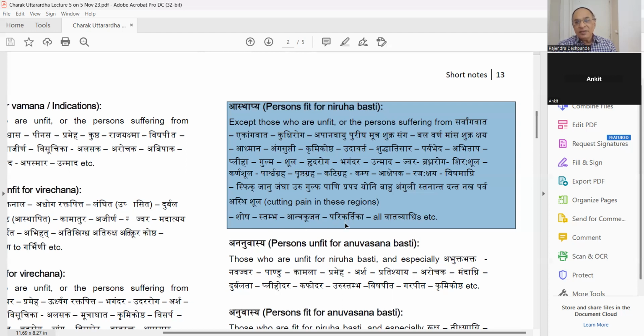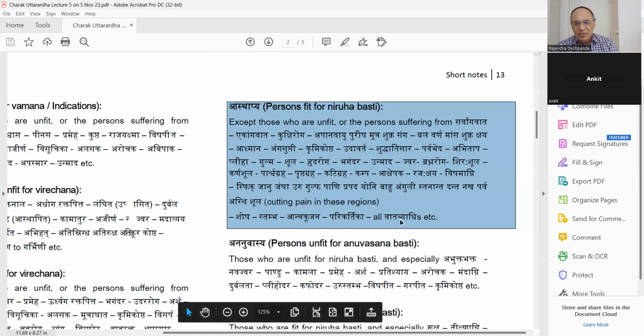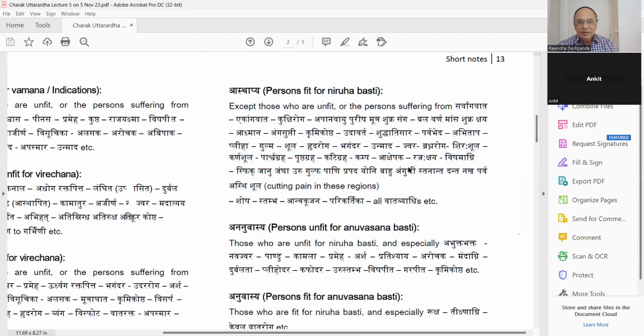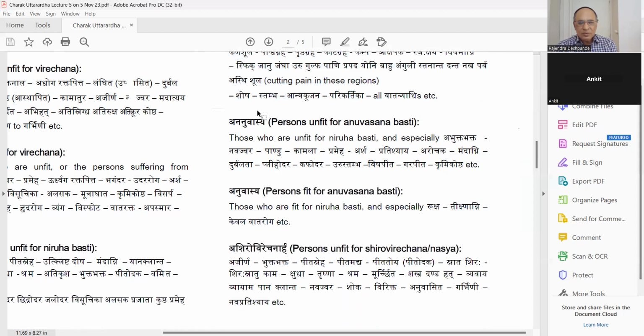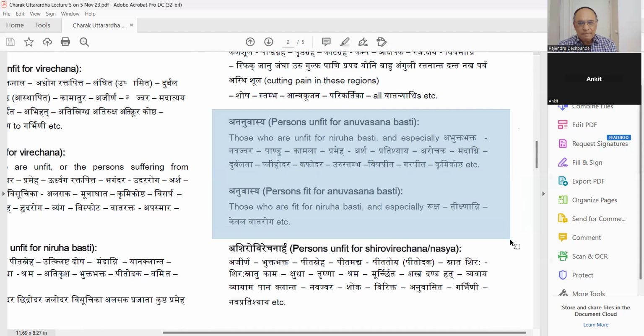Please write down, Parikartika is nothing but the anal fissure, fissure in ano. And all Vata Vyadhi. Can you see here? This is the most important. All Vata Vyadhi. Okay. We will try to go further to discuss another Basti.